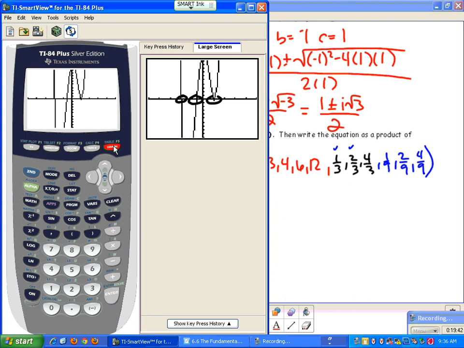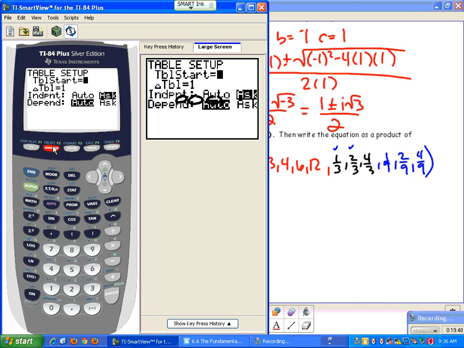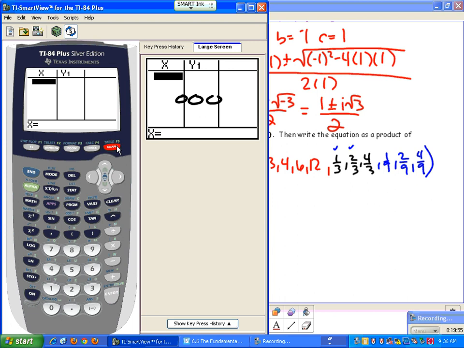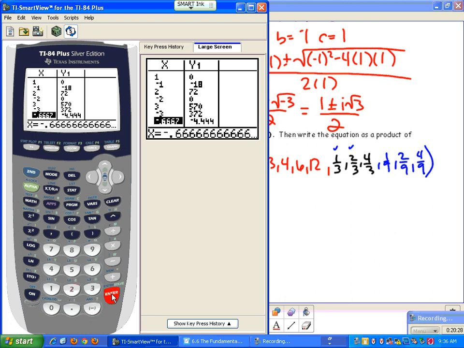So I'm going to do my table. Second window, I have right here on auto, from auto to ask. So if I go to my table, I'm going to try my numbers that I had. So I had 1, -1. So 1 works. If I do -1, that does not work. 2, -2. 3, -3. And then I had 2/3, -2/3.